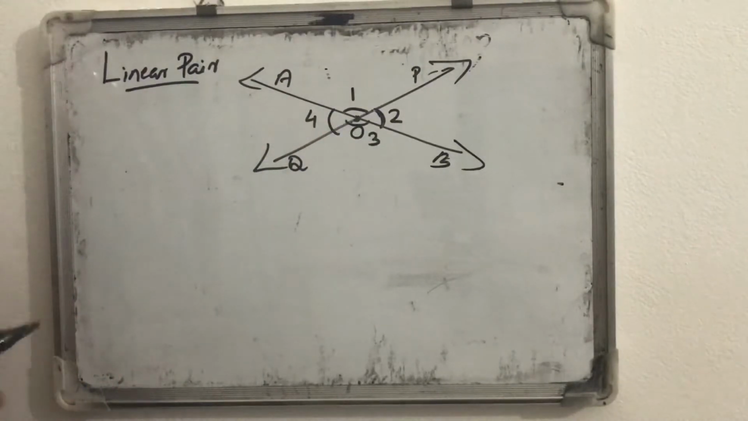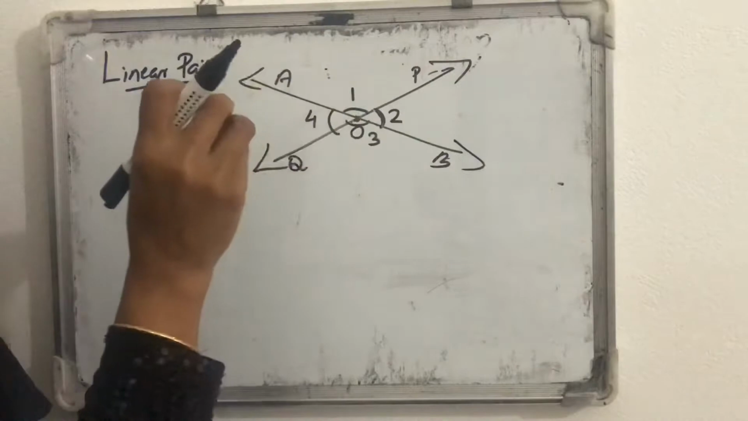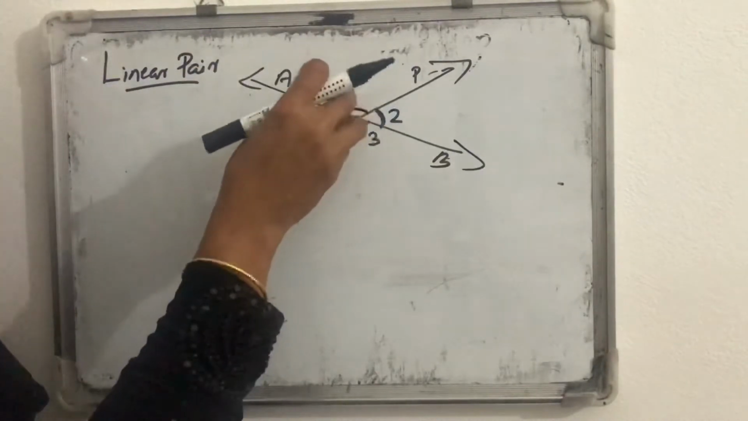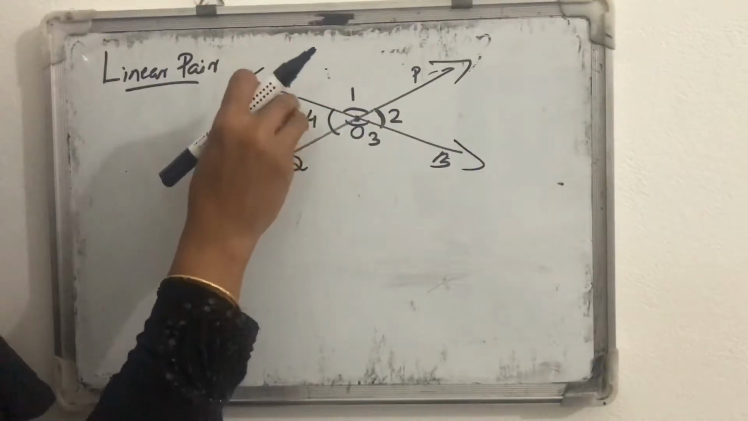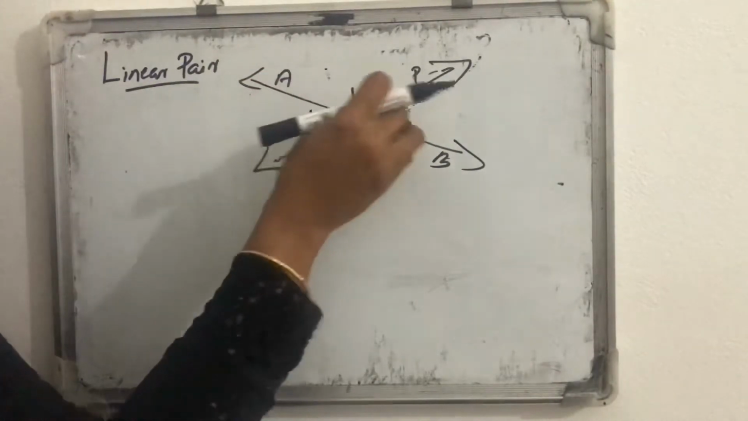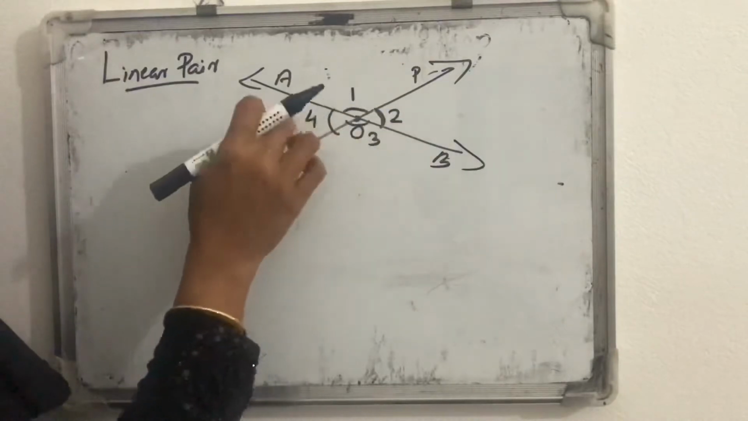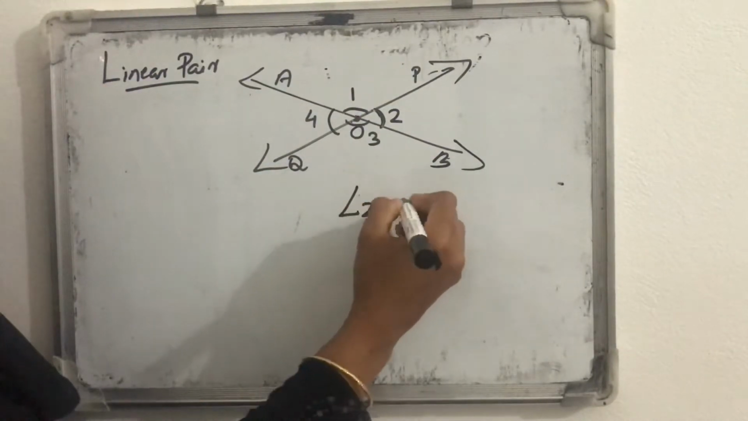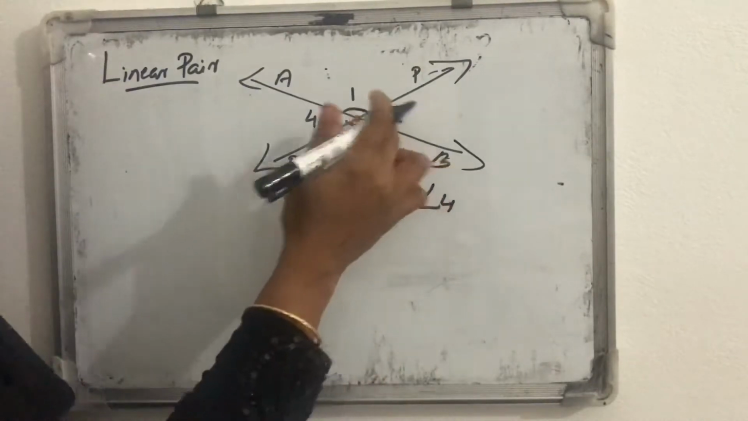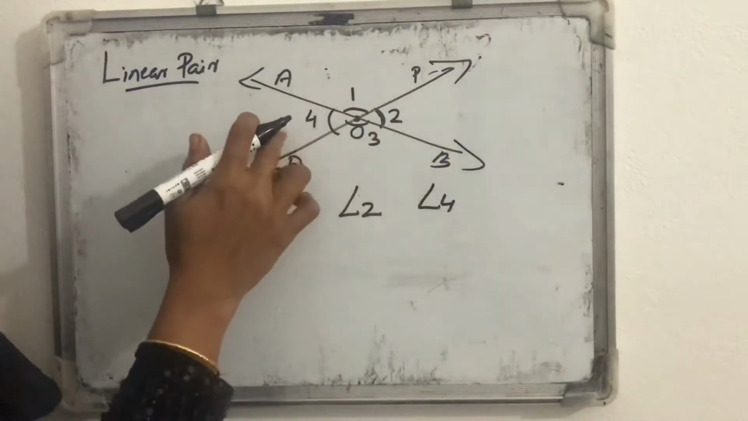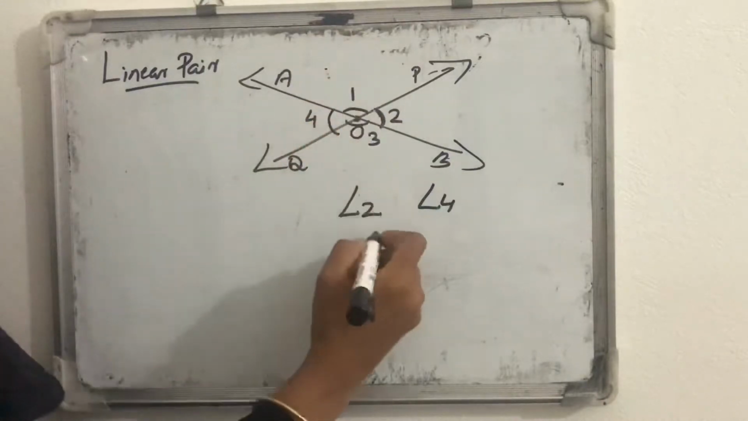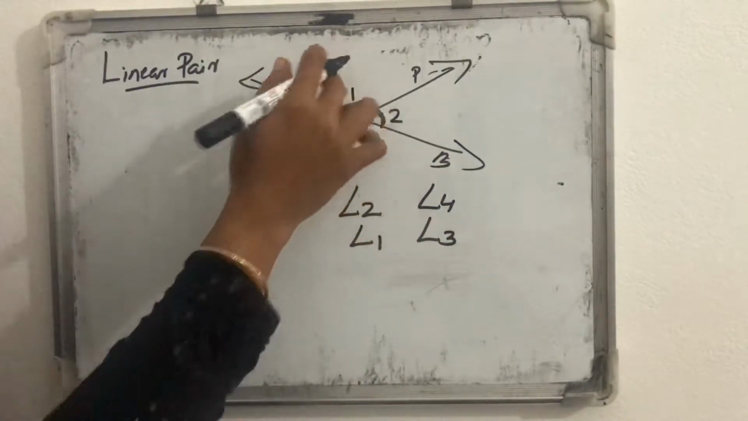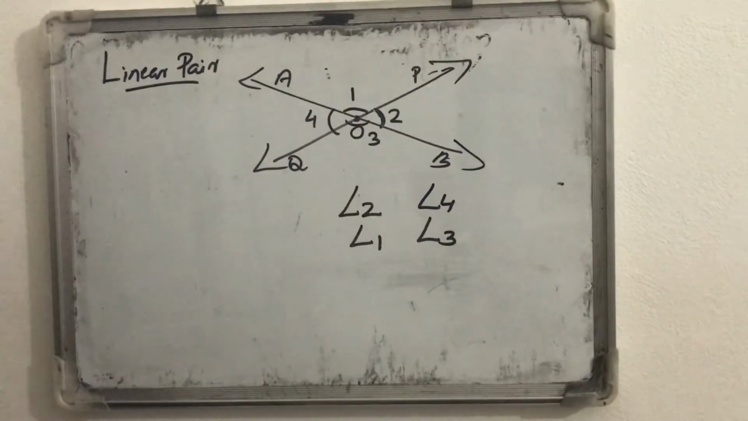Now these are not adjacent. They have no common arm for these two angles. That's why these two angles are called vertically opposite angles. Angle 2 and angle 4 are one pair of vertically opposite angles. Just like angle 1 and angle 3, these two angles are another pair of vertically opposite angles.